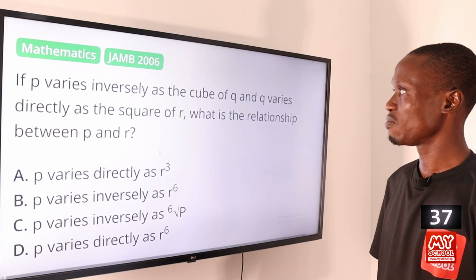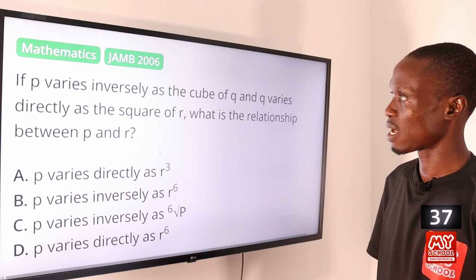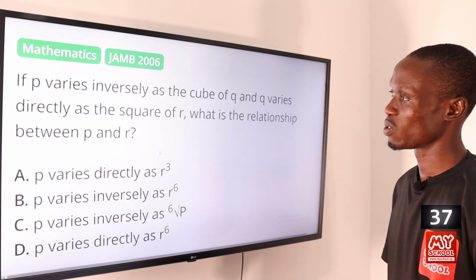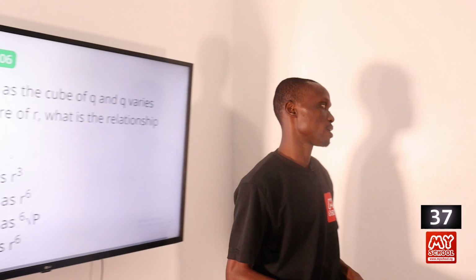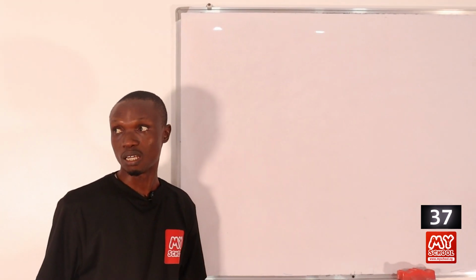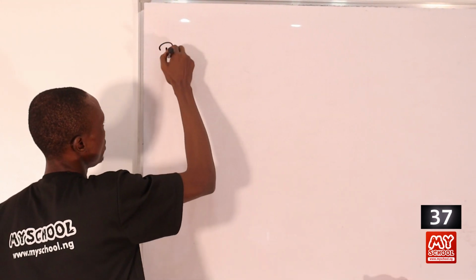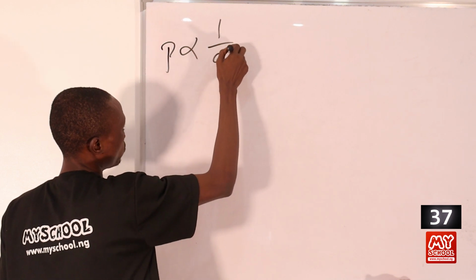If P varies inversely as the cube of Q and Q varies directly as the square of R, what is the relationship between P and R? So let's move over to the board to provide answer to this question. First of all, the first statement says that P varies inversely as the cube of Q.